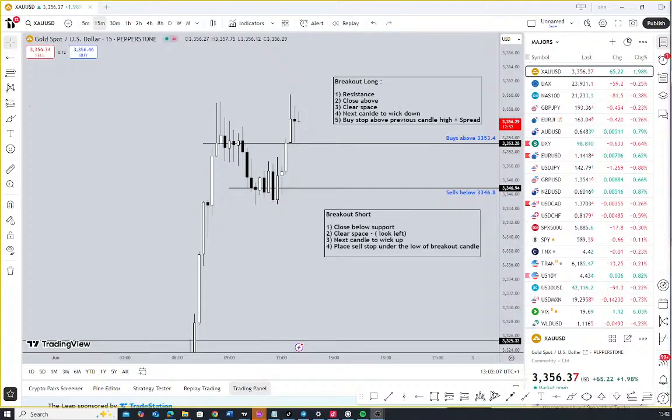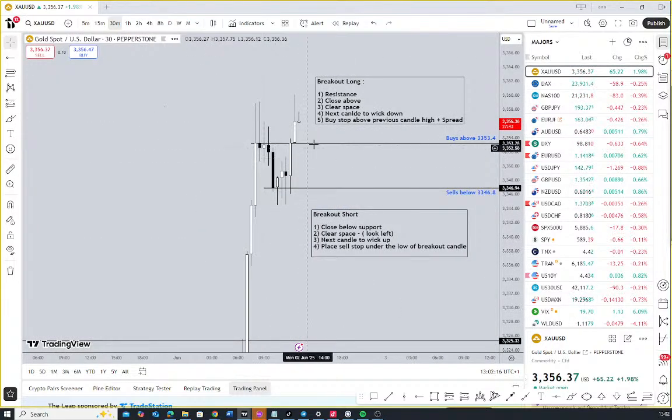There we go. Okay, so listen, what we're looking for. So gold, as you can probably see by my chart, I identified a range. I was looking for buys above 33.53 and sells below 33.46.